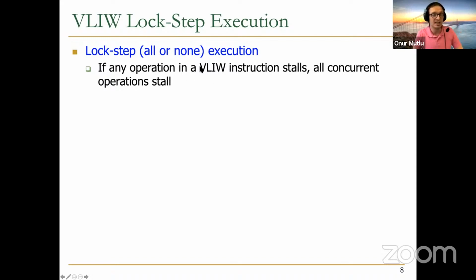Basically, if any operation in a VLIW instruction stalls, all concurrent operations need to stall. And again, this is based on the VLIW philosophy. We don't want to complicate the machine. We want to have this bundle of instructions, and we're going to treat them as a bundle. We cannot really break them into pieces. The machine treats them as a bundle. The compiler scheduled them nicely as a bundle. So they just flow through the machine without breaking them into pieces. That's the idea. That's why this is lockstep.